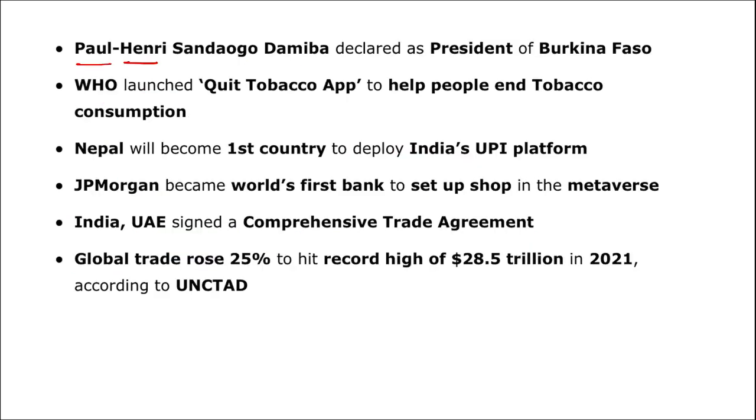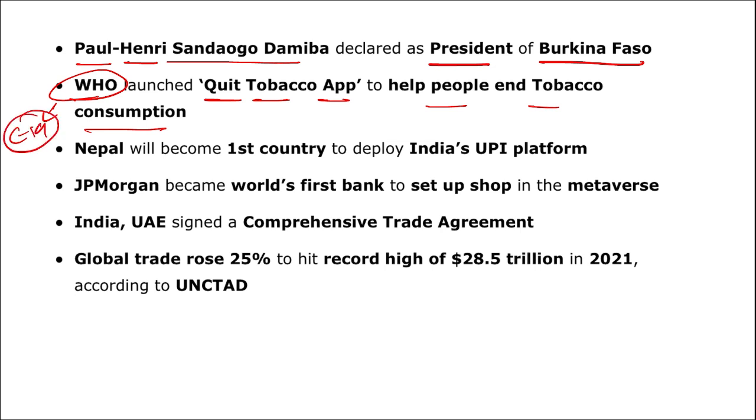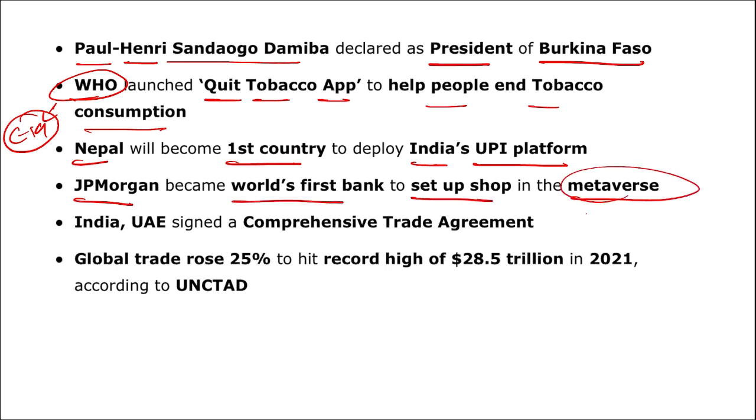Next is Paul Henri Sandaogo Damiba declared as the president of Burkina Faso. WHO has launched a program, that is the Quit Tobacco application, to help people end tobacco consumption. And remember, WHO is the only organization that is responsible for naming COVID-19 variants. Then Nepal will become the first country to deploy India's UPI platform. We just discussed it. JP Morgan became the first bank to set up shop in the metaverse. And what was it known as? It was basically a launch that was known as Onyx. Onyx, if you remember, is similar to the name of a Pokemon.